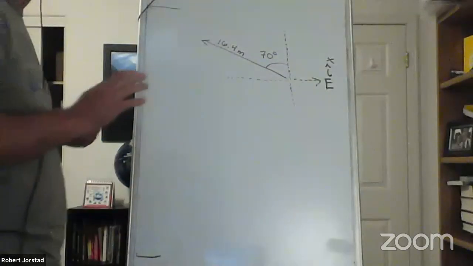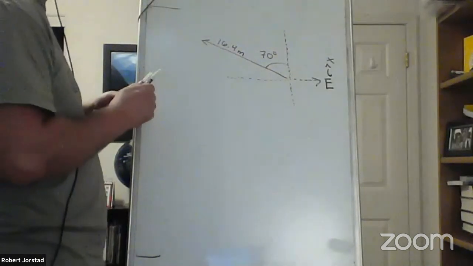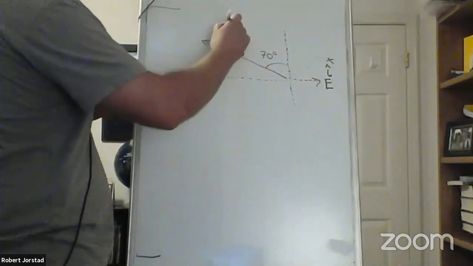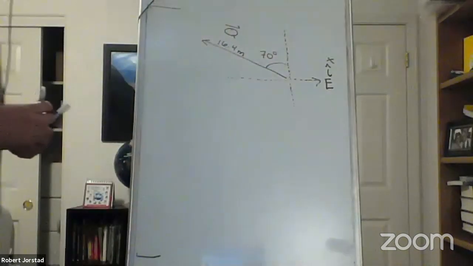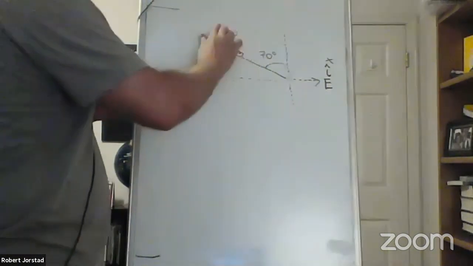All right. So now let's just say this vector is Q. I don't know. Who cares what it is? So let's say this is a vector Q, and that's a little sloppy.